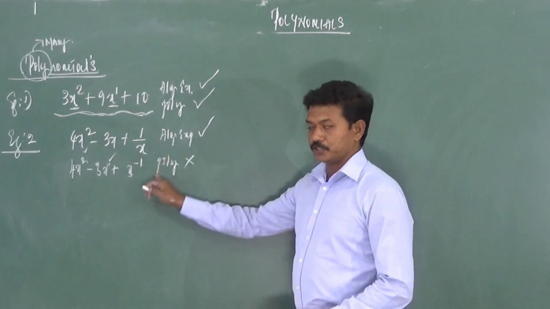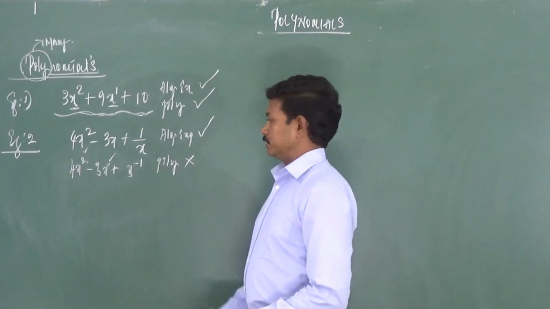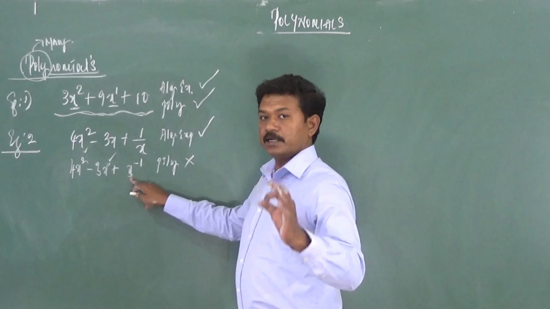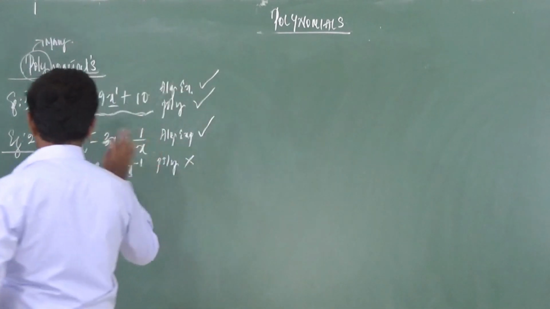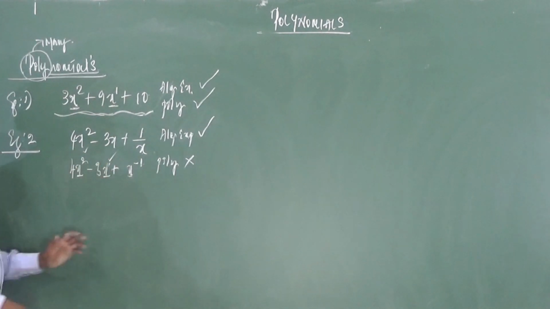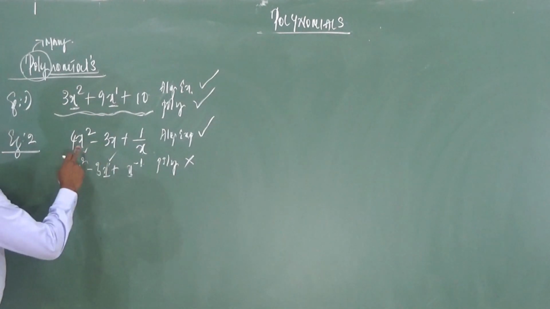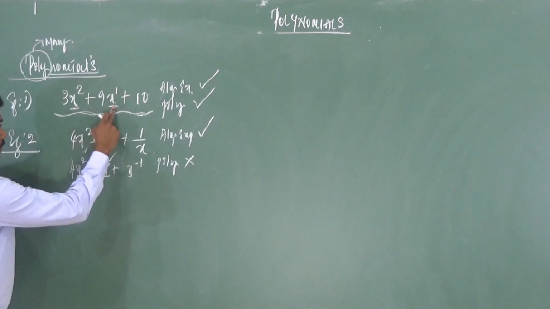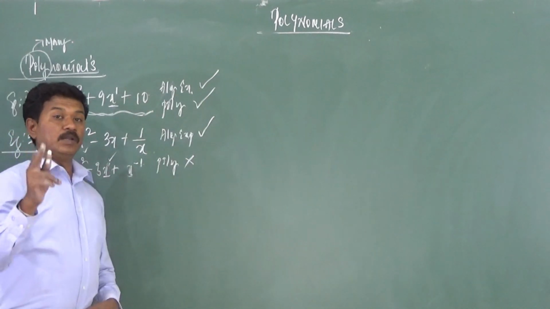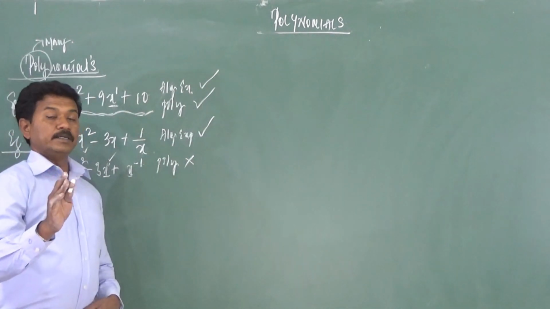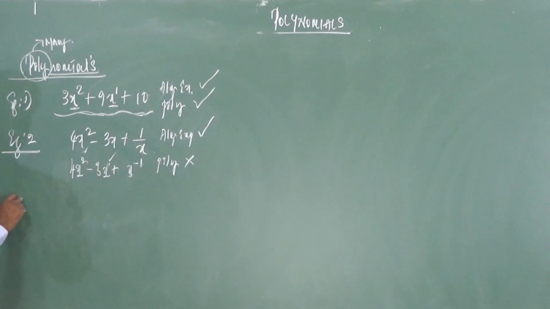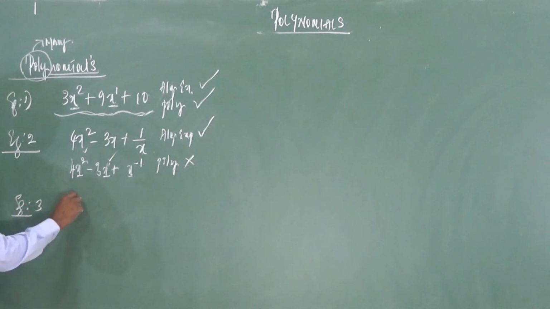So it is an algebraic expression, no doubt in that, but it is not a polynomial because the power of the variable in this term is a negative integer. It's not a whole number. You may tell me, sir, here it is positive, here it is a whole number, why can't you call it a polynomial? No. All the variables involved in that particular algebraic expression should have whole numbers as their powers, or non-negative integral exponents. It's compulsory.